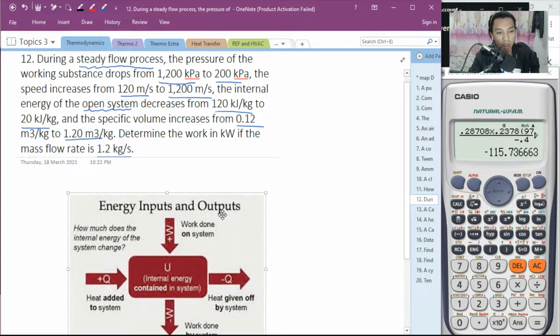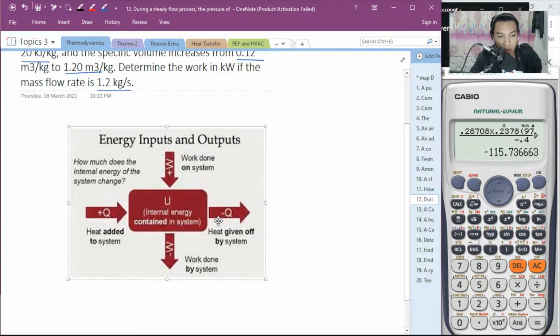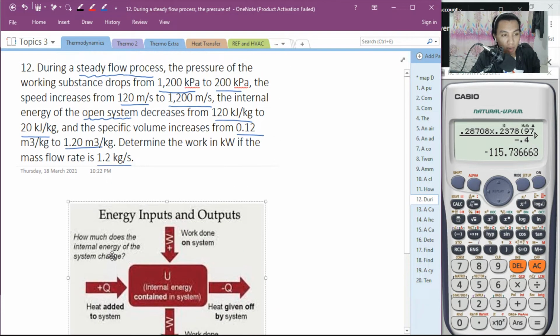Remember, work done on the system is positive, work done by the system is negative, heat added to the system is plus, and negative when heat is given off or taken out of the system. So, you have the values. You list down all the values before you solve it.